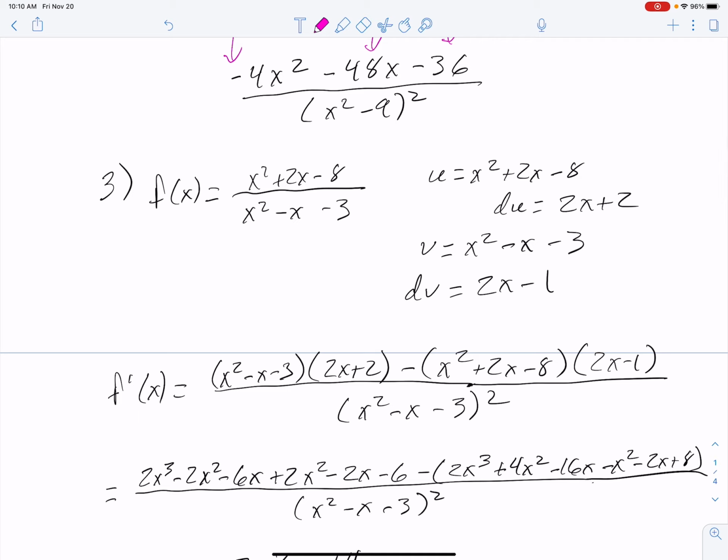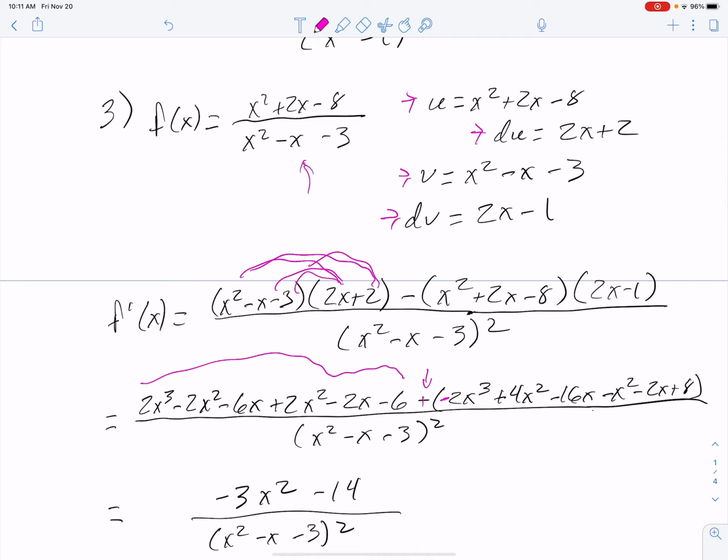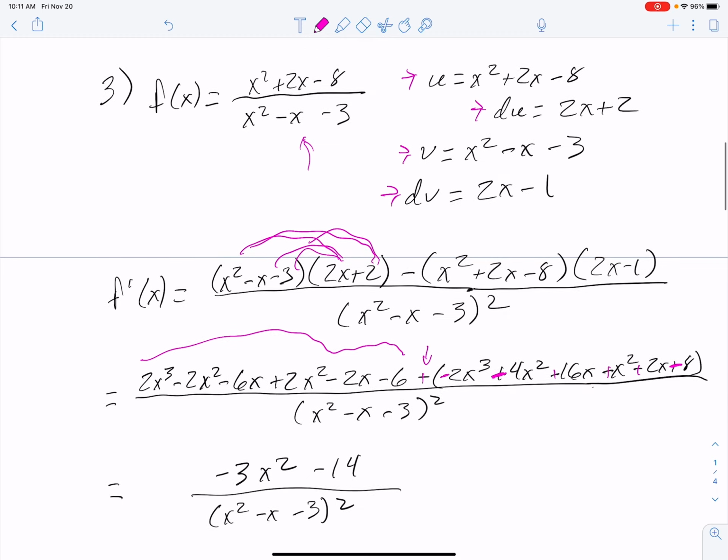At first glance, the denominator is not factorable, so I don't need to worry about that. Again, I took the time to label my u, du, my v, my dv values. You don't have to do that. Again, a little bit more work because I have to distribute my 2x and my 2 to all my pieces to get me my multiplied out first term. I saved distributing my negative. If I do distribute it, I get negative 2x cubed minus 4x squared plus 16x plus x squared plus 2x minus 8. And then again, I start looking for like terms.